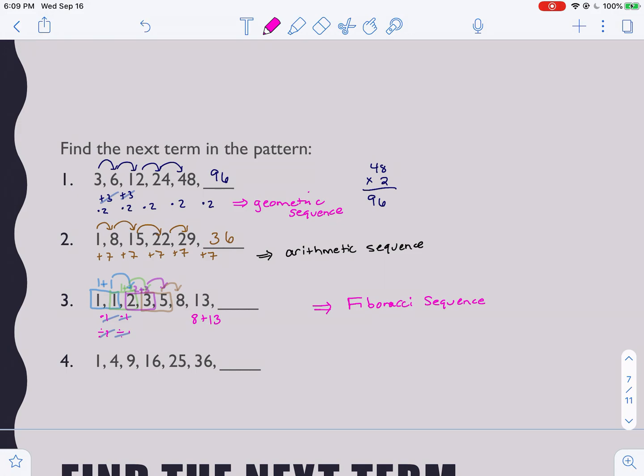Well, to generate it, I would need to take the 2 previous terms and add them together. And 8 plus 13 is 21. So the next term in that sequence would be 21. Let's look at our next pattern.